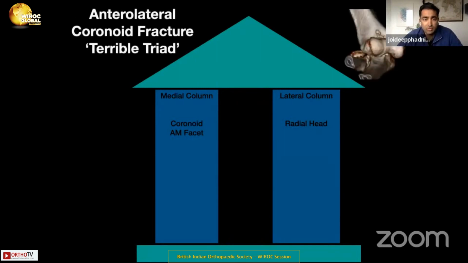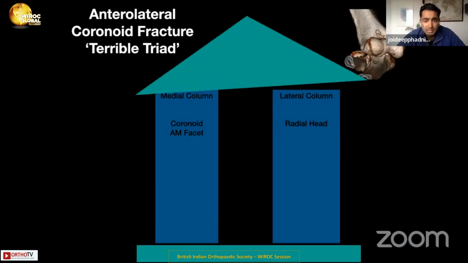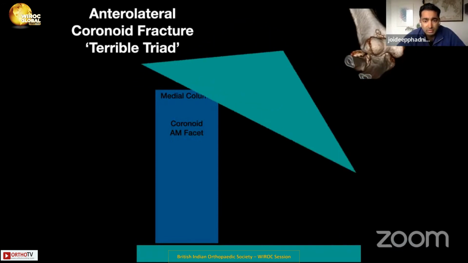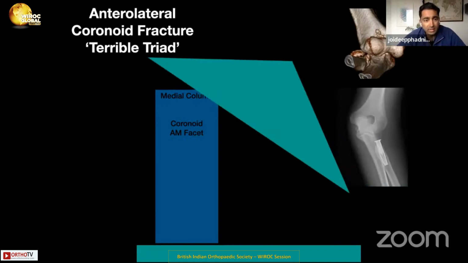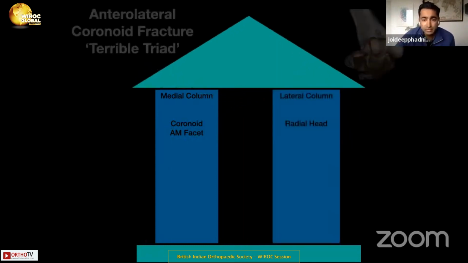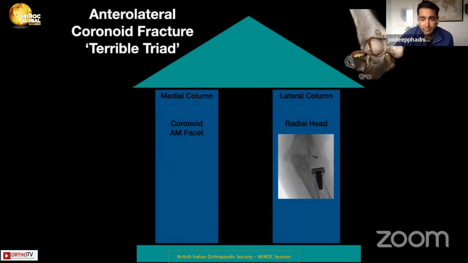If you have a terrible triad type situation where we have an anterolateral fracture of the coronoid, the roof remains stable because we've got the medial and lateral columns intact. If we introduce a radial head fracture, we're going to get instability of the whole joint, and we have to restore the roof by restoring the lateral column, whether that be through fixing or replacing the radial head.